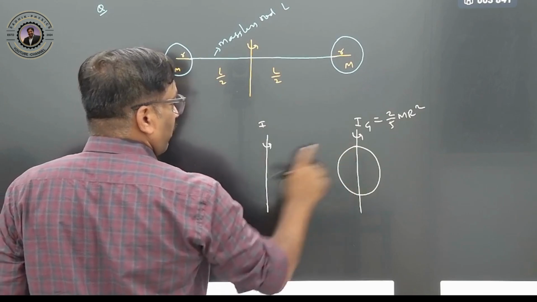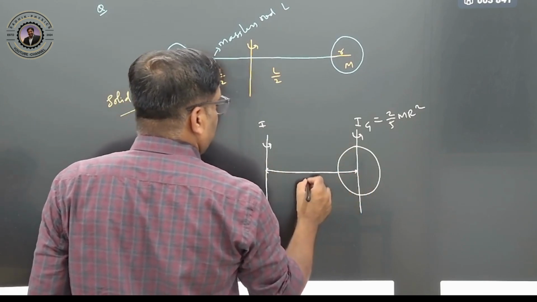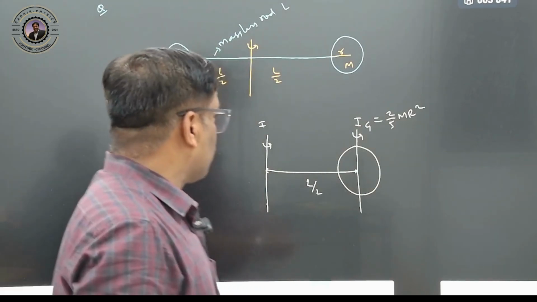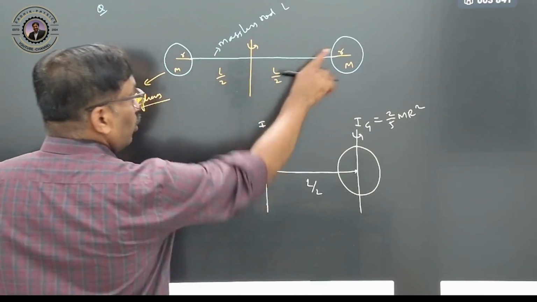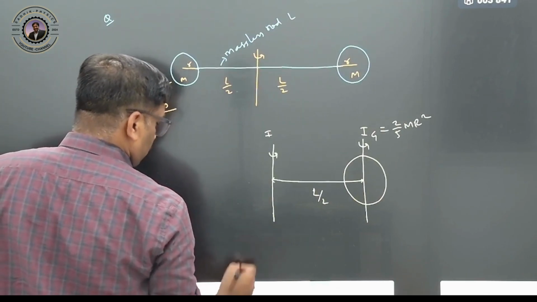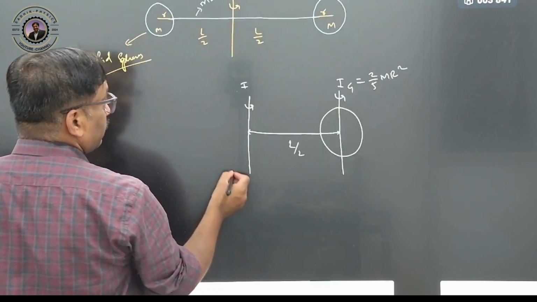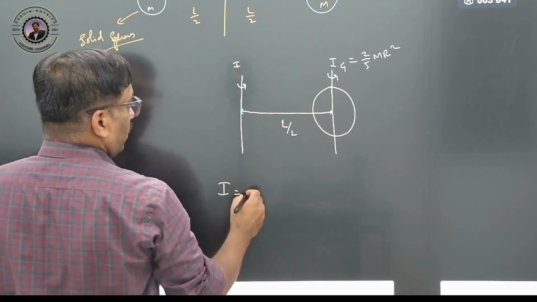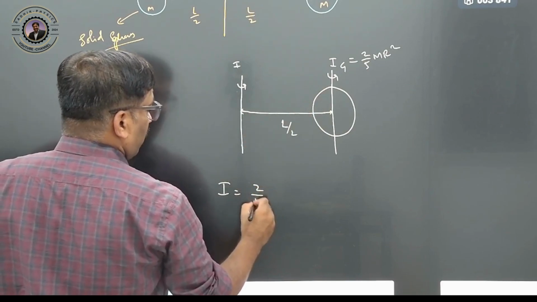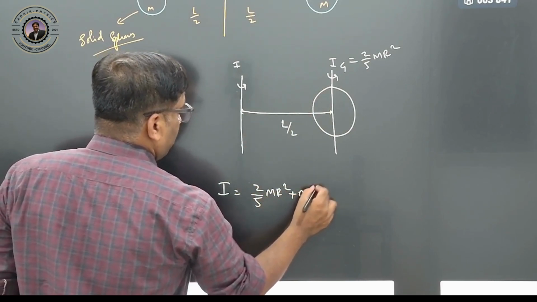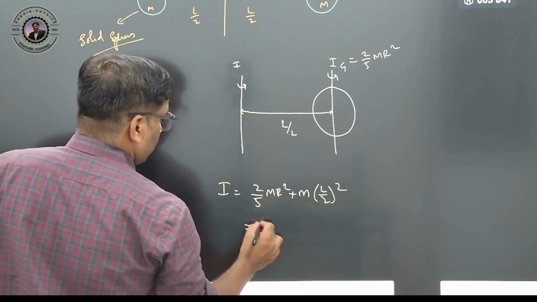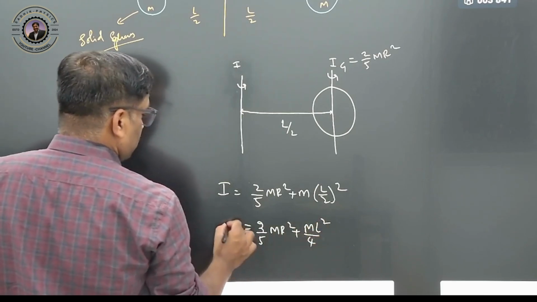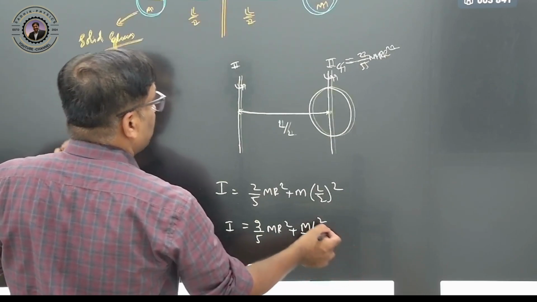Here these two are parallel axes. This distance is L by 2. Clear? Here you have to use the parallel axis theorem to rotate one sphere. So I is equal to I_G, that is 2 by 5 mr square, plus m into L by 2 whole square. So 2 by 5 mr square plus m L square by 4. This is the moment of inertia to rotate one sphere.